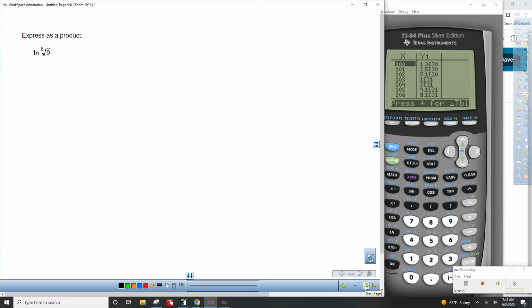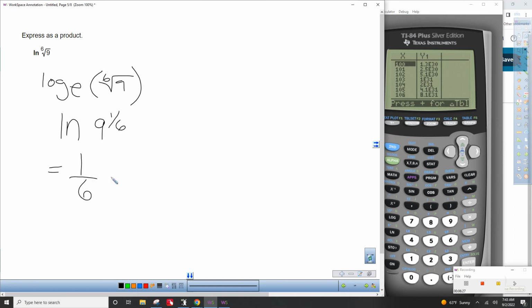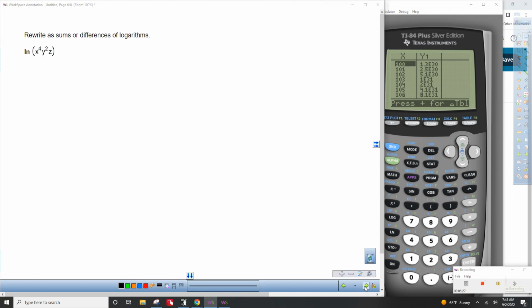Express this one as a product. Okay, natural log, so this is the log base e of the 6th root of 9. Well, we don't know what that is. We don't have any rules for roots, but we can write it as the natural log of 9 to the 1/6 power. Aha! Remember that the 6th root is something to the 1/6 power. So if we want to write it as a product, that's 1/6 times the natural log of 9. That's how you'll do that problem.